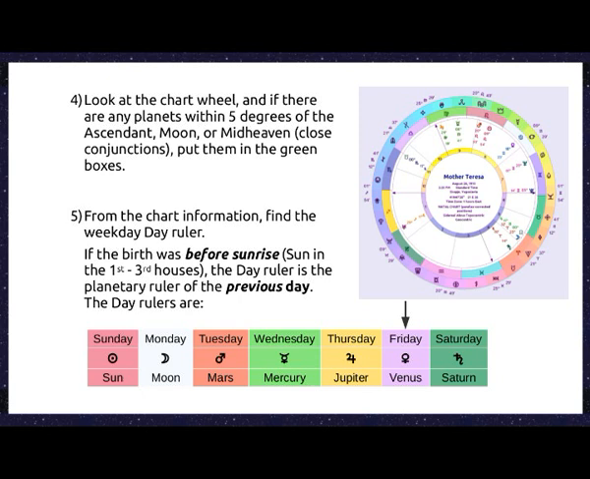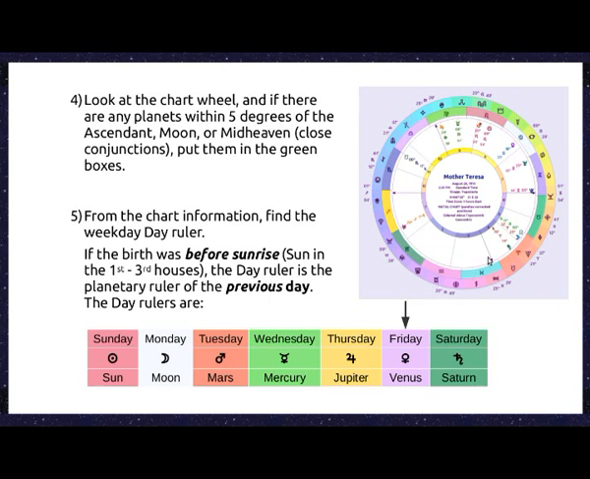The last thing we need to know is what day of the week she was born on. Now, the charting program should tell you the day of the week. She was born on a Friday. Now, she was born in the afternoon, so her ruling planet of Friday is Venus. We have to be careful here because in this system, the day starts at sunrise. It does not start at midnight. It starts at sunrise.